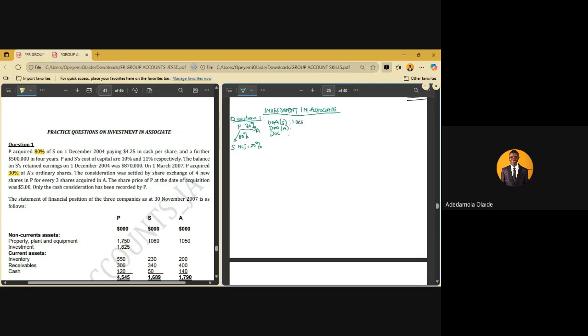For S, we have the date of acquisition to be 1 December 2004. For A, we have the date of acquisition to be 1 March 2007. And the date of consolidation is 30th November 2007. So that tells us that for the subsidiary, the post-acquisition period is more than 1 year. But for the associate, it is less than 1 year. How many months period is it? Nine months. Good.